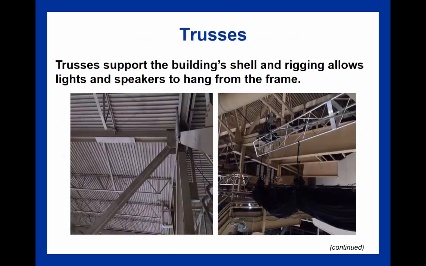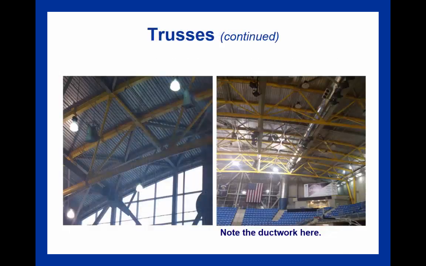So as I said before, we're going to talk about trusses. Trusses are elements that support the building shell and are used as rigging to allow things like lights and speakers to hang from your frame, scoreboards, anything of considerable weight that is going to be hung from your facility. Here's another picture of the trusses. Here are the wood trusses, and they're being used to support the roof, as well as to hang things. So all of these aspects are going to be important.